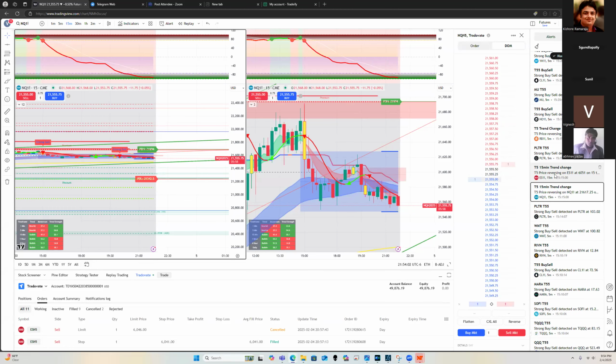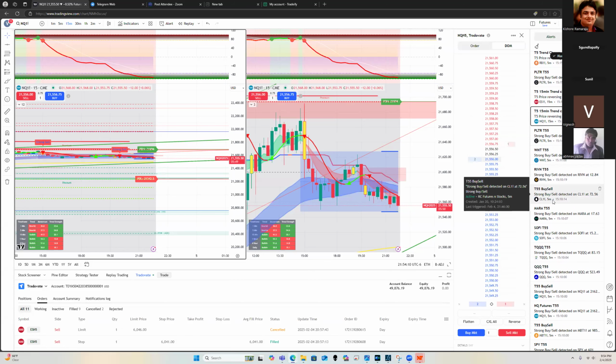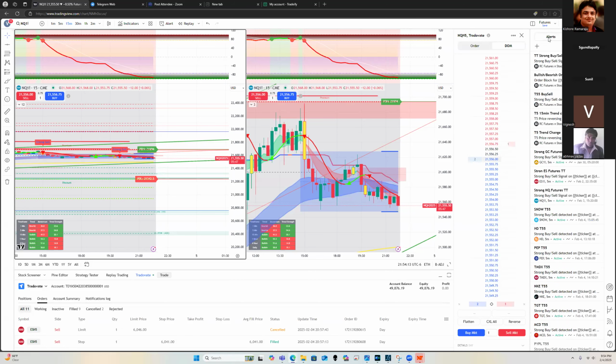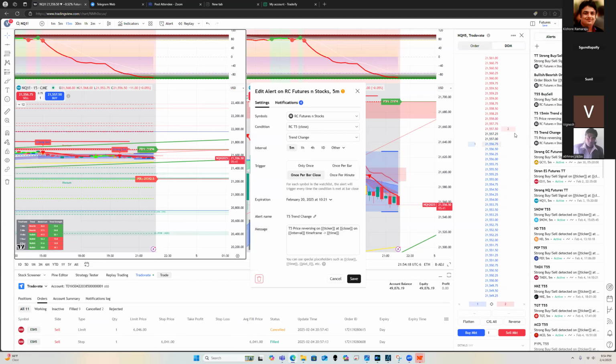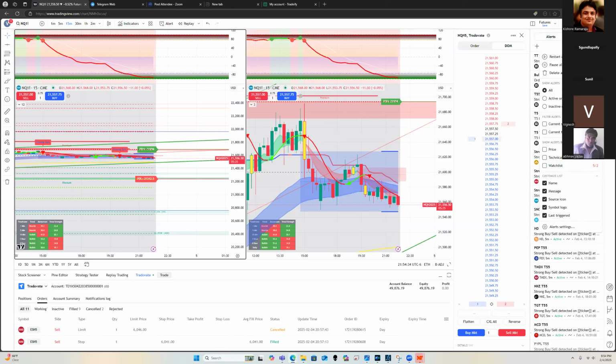If I set the 15-minute trend change, can you go to your alerts? Yeah, okay, here. This is my T5 trend change. Go to alerts. Okay, alerts, I am in the alerts only. You mean the logs? No, sort them by symbol name. Go to the 3 dots. I think you are in the logs. No, I am in the alerts only.